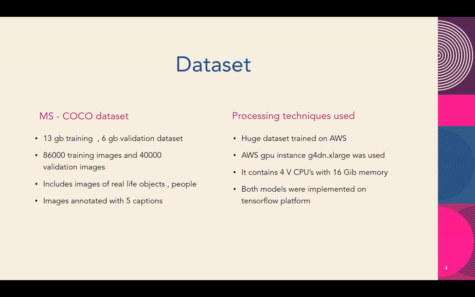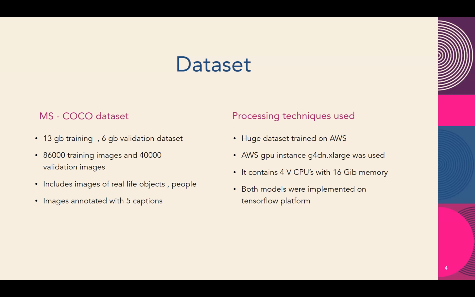This dataset includes images of real-life objects, people, scenarios like street, apple, bathroom, anything. Images were annotated with 5 captions for training. These annotated captions would train the model to understand what were the contents of the images.